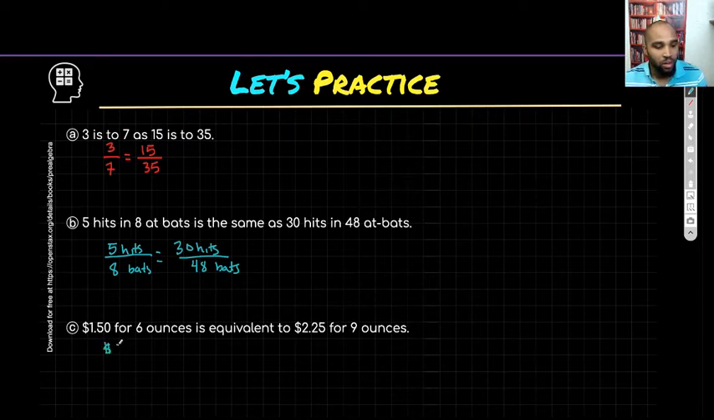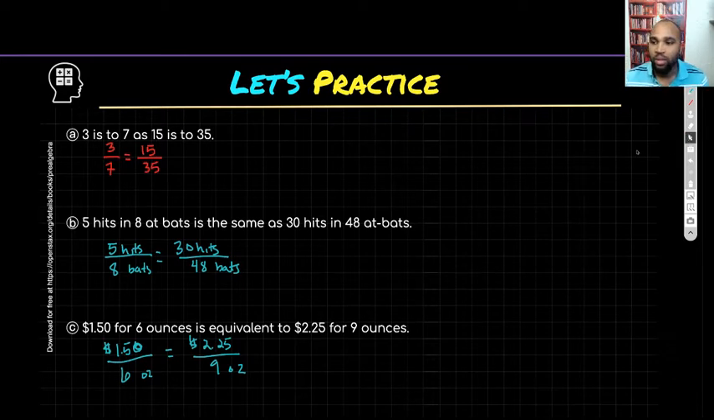$1.50. That's my units are dollars, so I'm going to keep the dollars up top. Every 6 ounces. There you go. Abbreviation for ounces is oz. Is equivalent to $2.25 for 9 ounces. So there you go. So it's important before we try to solve anything that we know how to set these up.